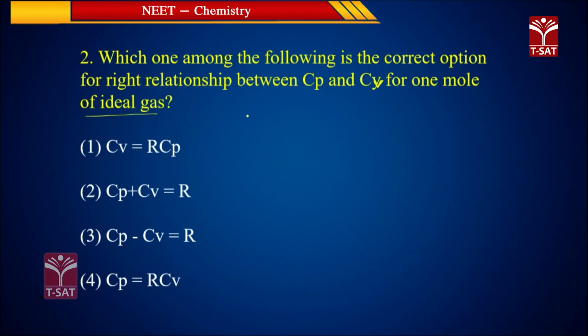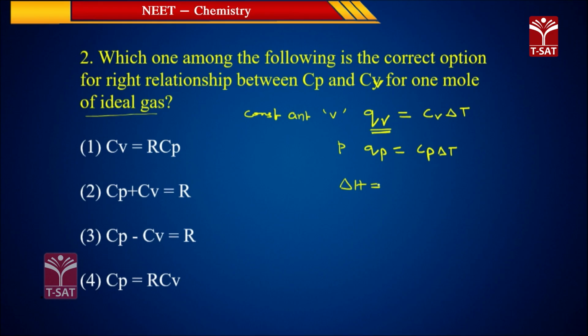See carefully, we know that at constant volume, heat supplied QV is equal to Cv delta T, and at constant pressure QP is equal to Cp delta T. And we know one more relation also, delta H is equal to delta E plus delta nRT, where n is 1 mole, so 1 into RT will be RT.